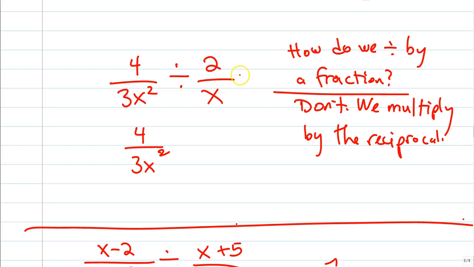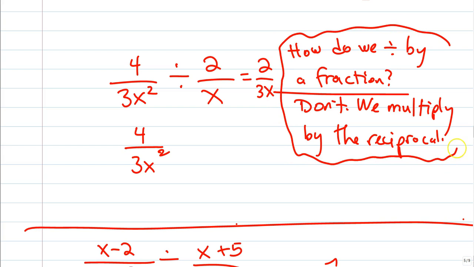What is 4 divided by 2? And on the bottom, 3x squared divided by x. One of the x's cancels. Sweet. Except 99% of the time that won't work, so we need something that does work. How do we divide by a fraction? Don't. What are we going to do?